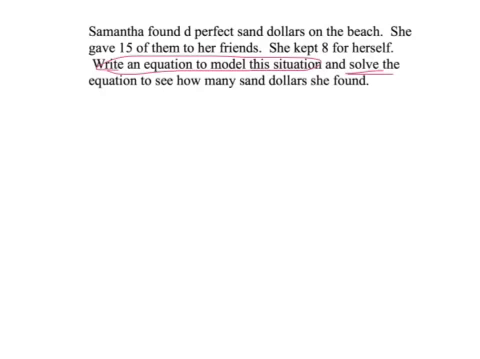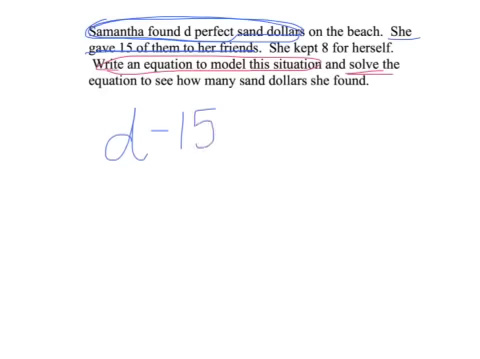When we write the model of the equation, we want to go in the same order that the word problem goes in. So if it says Samantha found D perfect sand dollars, that's what it says first. We're going to start with D perfect sand dollars. Then it says that she gave 15 of them to her friends. That's what happens next. And we'll show that she's giving away 15 by putting minus 15. The last thing is she kept 8 for herself, so in our equation we'll show that that equals 8 for her to keep for herself.